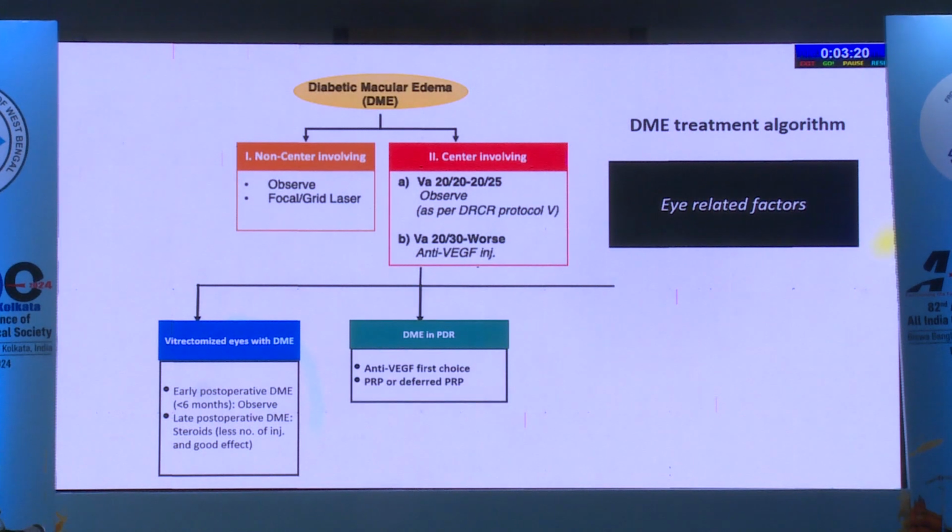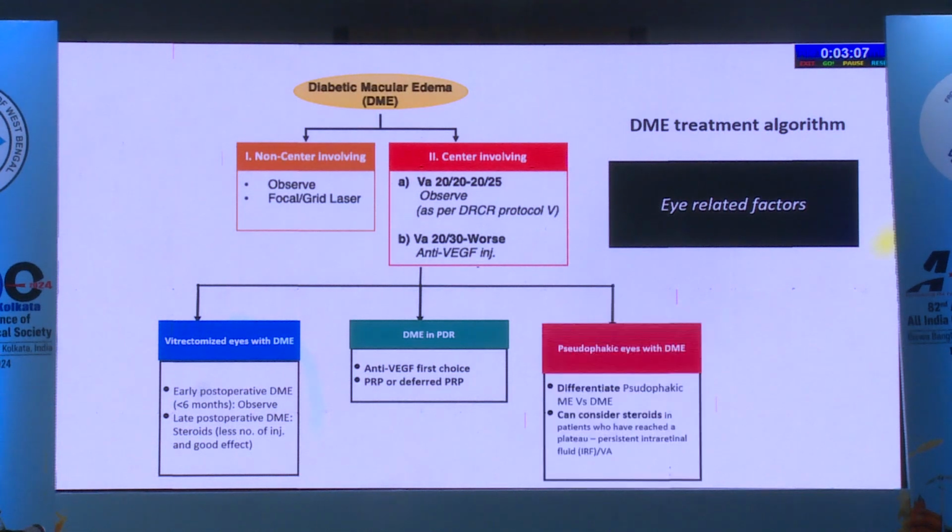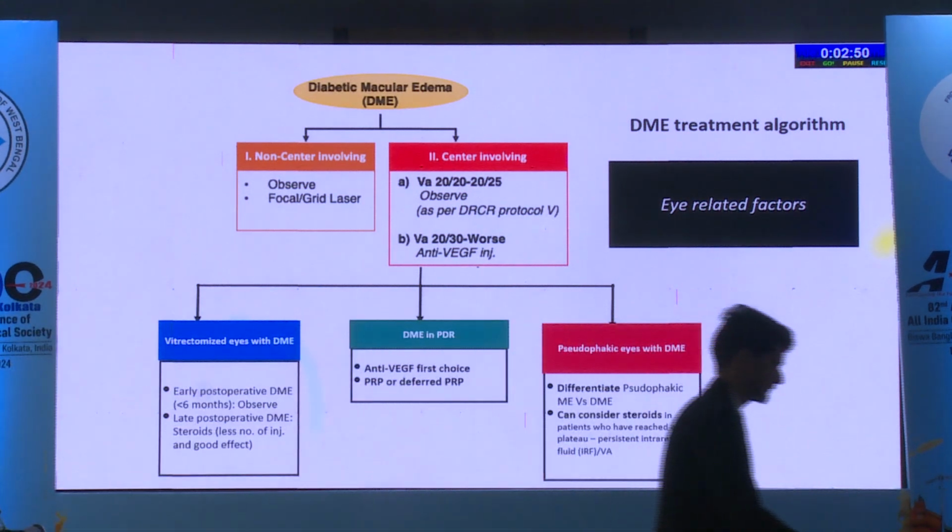If it is diabetic macular edema with proliferative disease, anti-VEGF is the first choice. You can do PRP, or you can even do a deferred PRP, meaning that you give an anti-VEGF and then followed about a couple of weeks later by completing your PRP. If it's a pseudophakic eye with DME, it's important to differentiate whether you're dealing with pseudophakic or diabetic edema, or they have both components. Both have to be tackled together. You can consider steroids in these cases as an initial choice too.